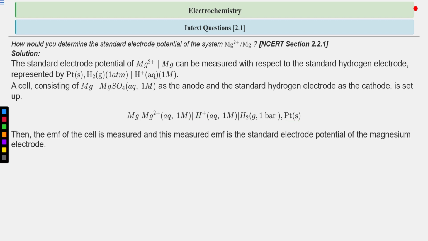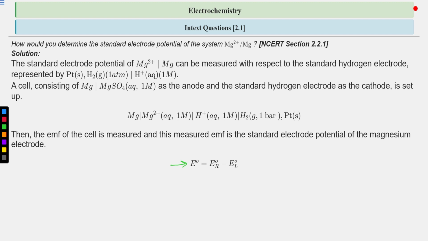Then the EMF of the cell is measured, and this measured EMF is the standard electrode potential of the magnesium electrode. This should be clear by now to all of you, because we have studied this definition many times in this lecture: if you are using SHE as one half cell, the overall electrode potential of the cell will be equal to the standard electrode potential of the other half cell, other than the SHE. This is written in this point: the EMF of the overall cell is measured, and this measured EMF will be the standard electrode potential of the magnesium electrode.